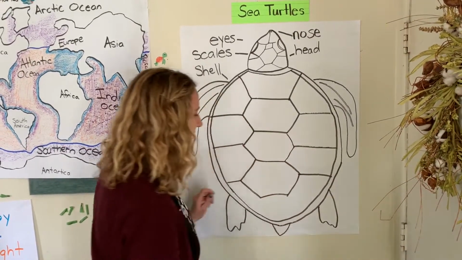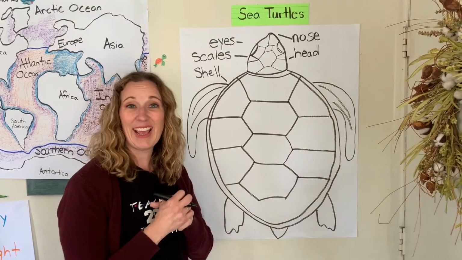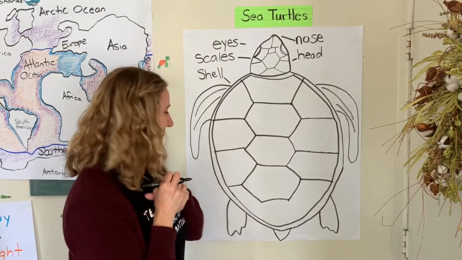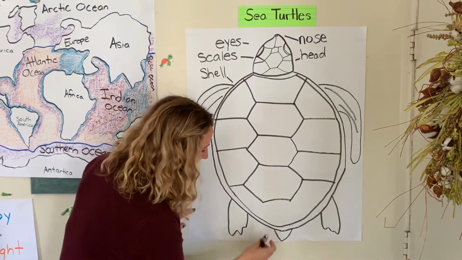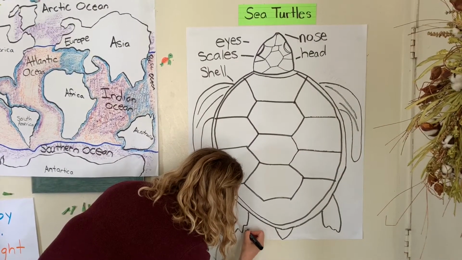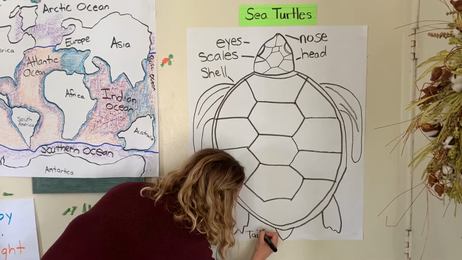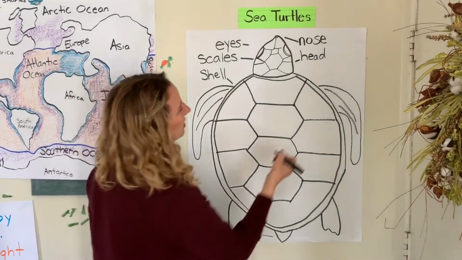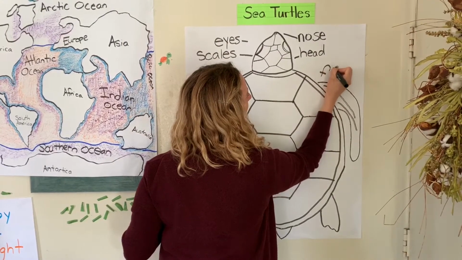And they can also use their flippers if they lay eggs. They use their flippers to cover the eggs up with sand. Okay? And down here, I kind of already drew it. They have a pointy little tail. Okay? Let's see. Did I write flippers? Let me write the word flippers.